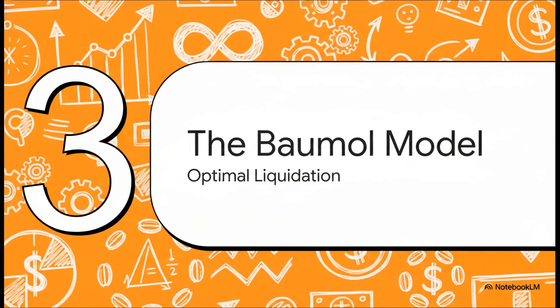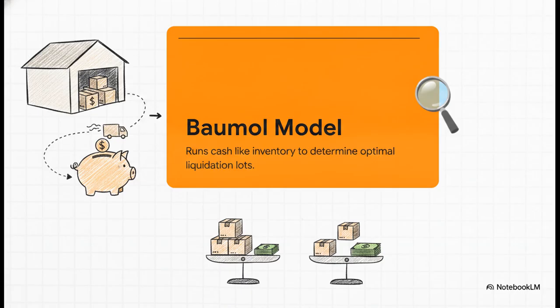All right, let's hit Section 3, which is a big one, the Baumol cash model. The absolute best way to wrap your head around the Baumol model is to lean entirely into a really simple analogy. I want you to treat cash exactly like inventory. Imagine a warehouse manager who's trying to decide how many boxes of stock to order. If they order way too many, their storage costs are going to be massive. But if they order too few, they're constantly paying those massive shipping fees for new deliveries. Baumol applies this exact same logic just to cash balances. It helps a business figure out the optimal lot size of investments to liquidate into cash.